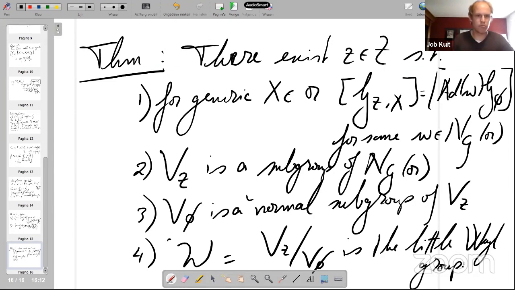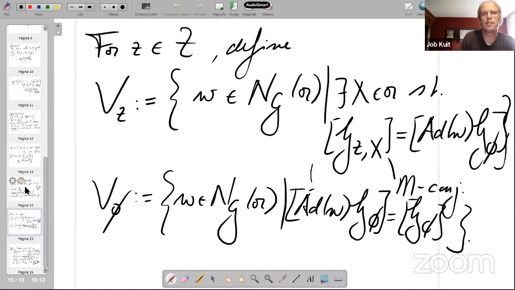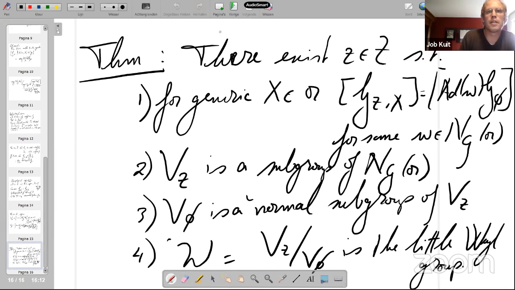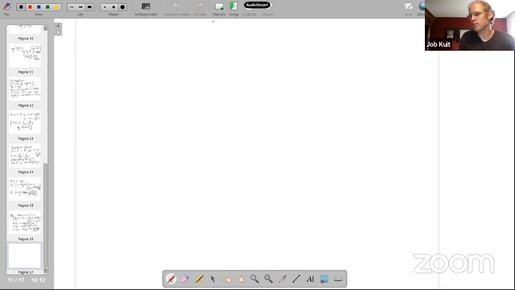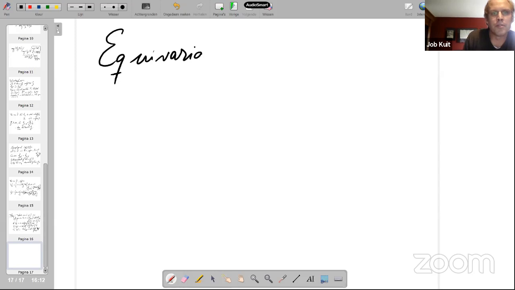So in the time that remains, I would like to explain a little bit of how this comes about. So the first thing to note here is that if you define this set Φ_Z, then there is no reason at all why this would be a subgroup a priori. It's just a set of W's that you can see in limits. So if you think a bit more about the limits, then you see why this group structure could exist. So let me try to explain this. I will call this the equivariance of limits.